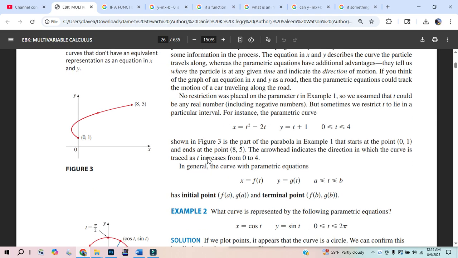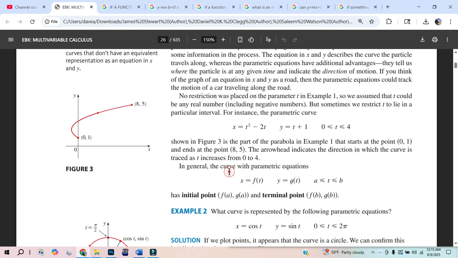Okay, so shown in figure 3 is the part of the parabola in example 1 that starts from point (0, 1) and ends at point x equals 8 and y equals 5. The arrowhead indicates the direction in which the curve traces as t is increased from 0 to 4. So as t goes from 0 to 4, this arrow represents that direction.